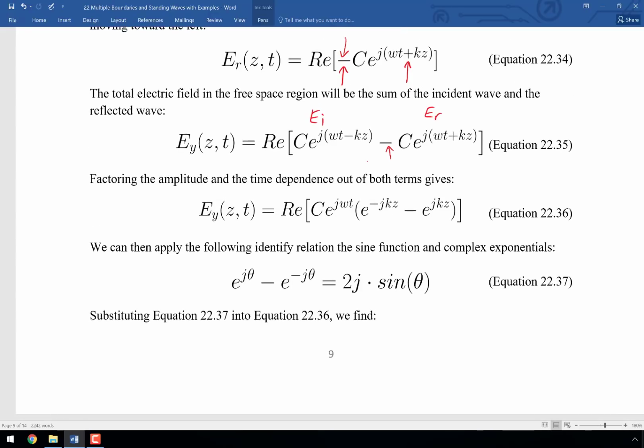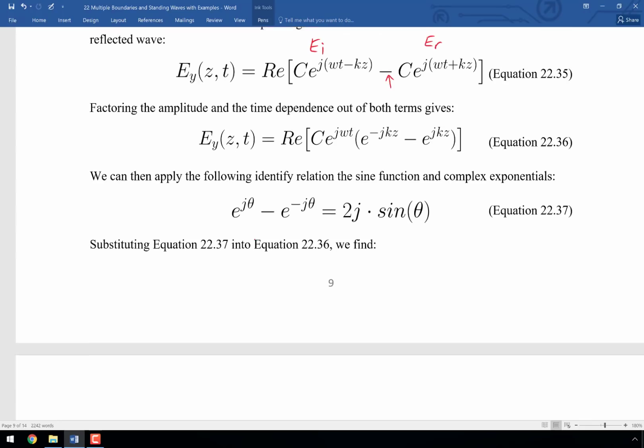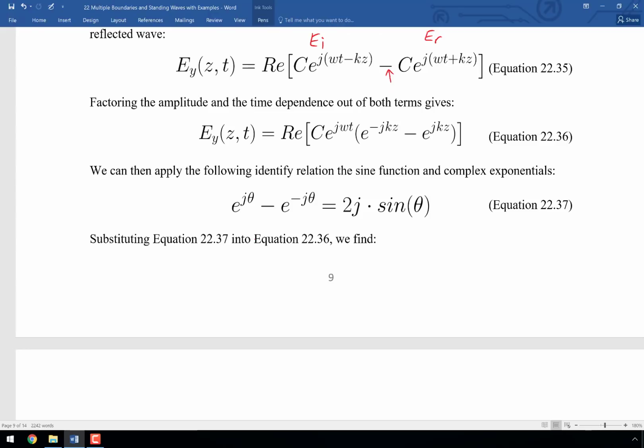And then we're going to go back to essentially Euler's identity. It's not precisely Euler's identity. It is an identity that relates the sine function and complex exponentials. I just want to draw one thing to your attention here. Up here, the negative is first and the positive is second. And in this identity, the positive is first and the negative is second. So this is going to introduce an extra negative sign here. So e to the j theta minus e to the negative j theta is equal to 2j times sine of theta. We could also say e to the negative j theta minus e to the j theta is equal to negative 2j sine of theta.